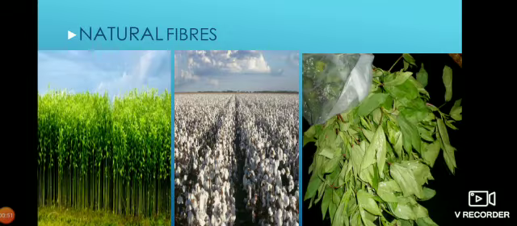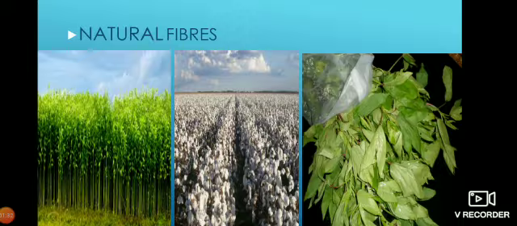Here, the heading is Natural Fibers. First of all, we see what is a fiber. Small threads or small hair like strands are called fibers. These fibers are of two types. We get these fibers from plants, animals, and also artificially we will get these fibers.